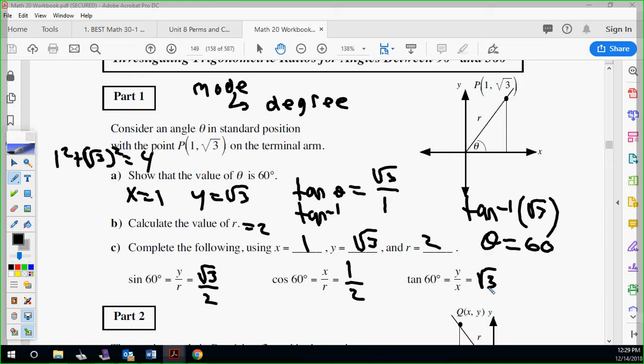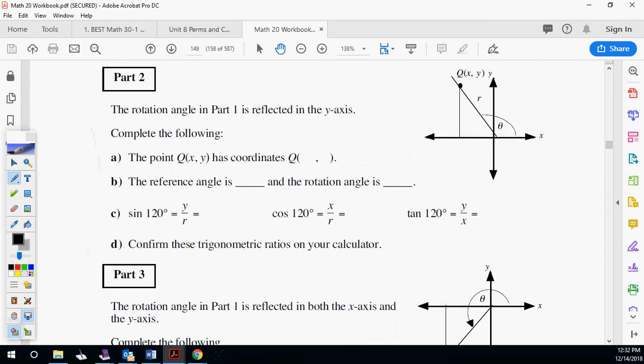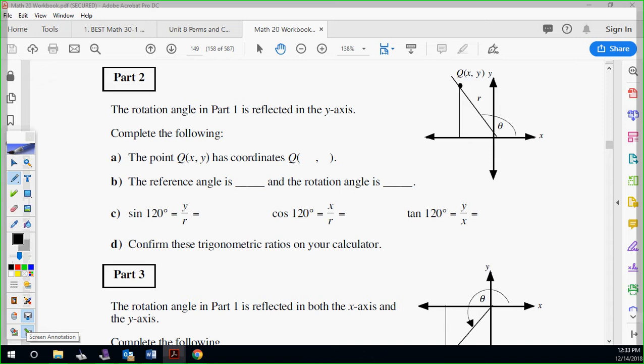Okay, so now we're going to move to the next quadrant over, and talk about what happens over here. The rotation angle in part 1 is reflecting over the y-axis. So we're going to reflect that same exact point over the y-axis. We took this point here, and we reflected it to there. So it's the same distance, same height. What changes is it goes from 1, root 3 to negative 1, root 3.